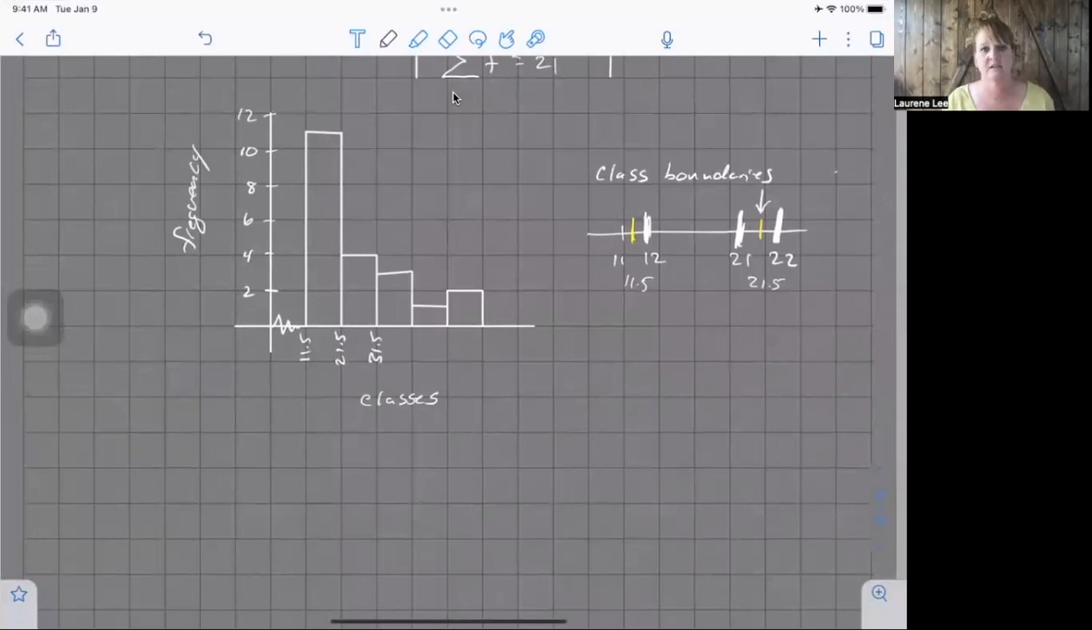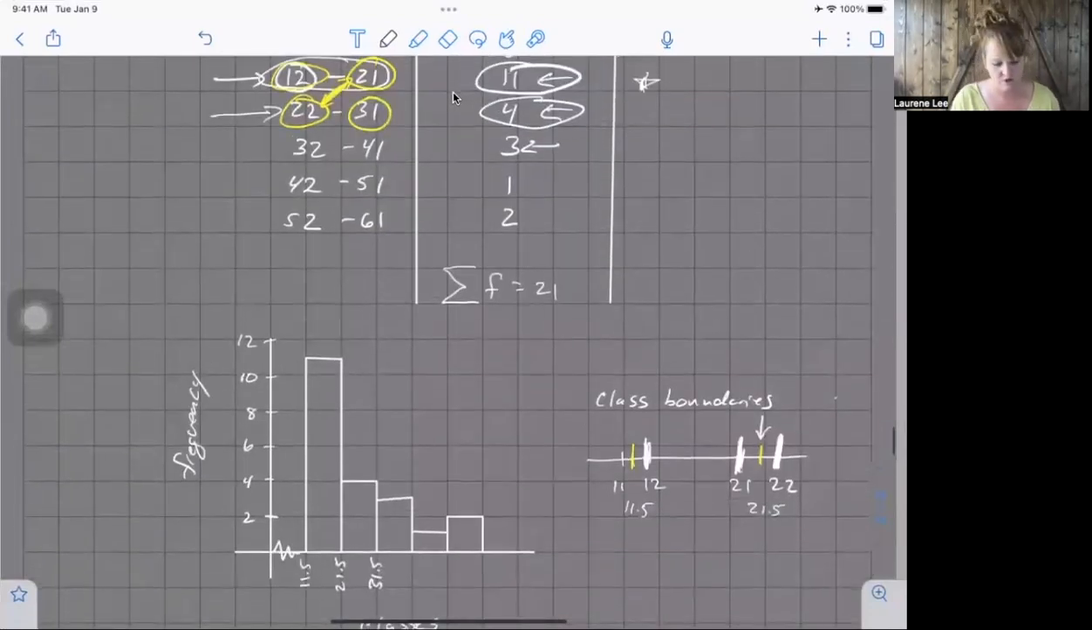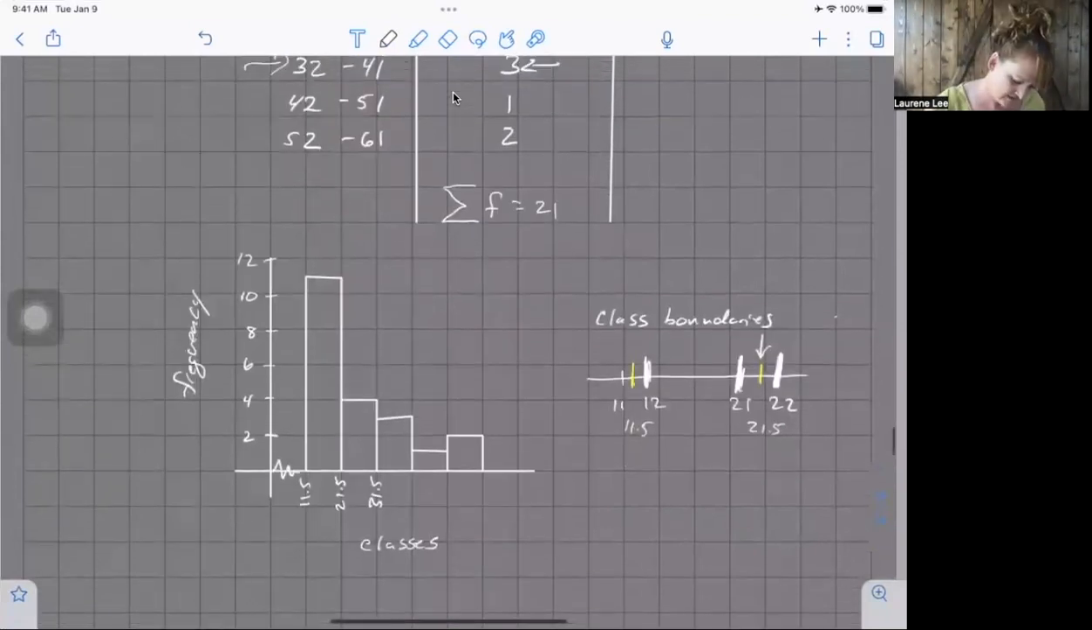Next class is 32 to 41. So I'm going 31.5 to 41.5. Okay, and you get the pattern. The next one's going to be 51.5 and 61.5. That's how you label with class boundaries, and that's what those are. If your homework asks you about class boundaries, that's what you're doing, the 0.5 in either direction.